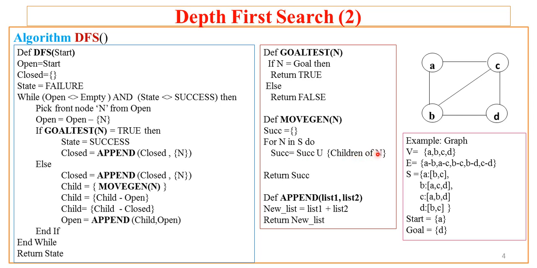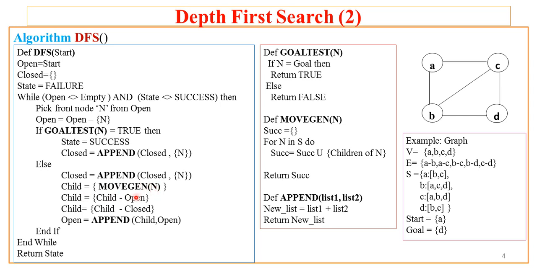So it will take the children of n and make a union with success, and success will be written where? In this DFS. This way the MoveGen returns the successors of any given node n, and those are nothing but the children of the given node n.